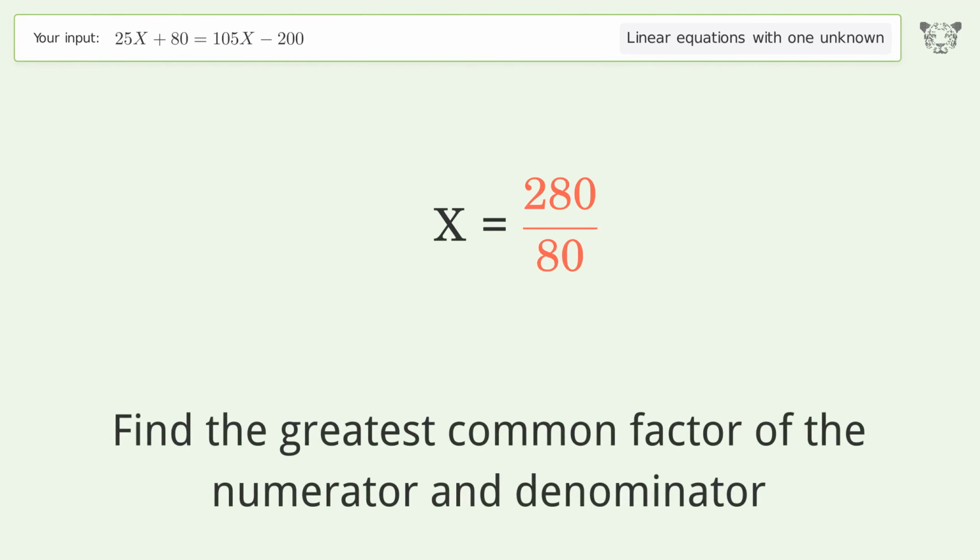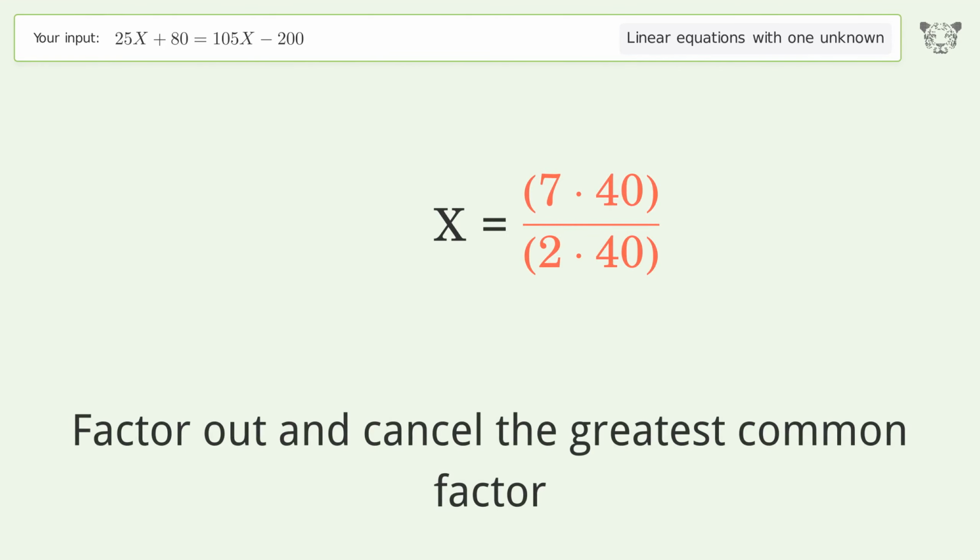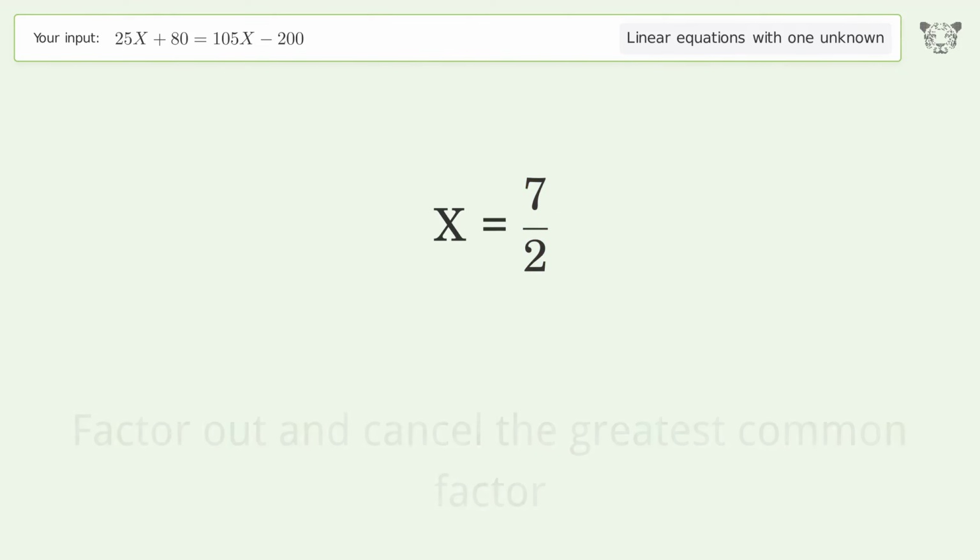Find the greatest common factor of the numerator and denominator. Factor out and cancel the greatest common factor. And so the final result is x equals 7/2.